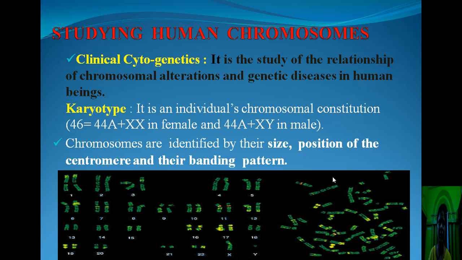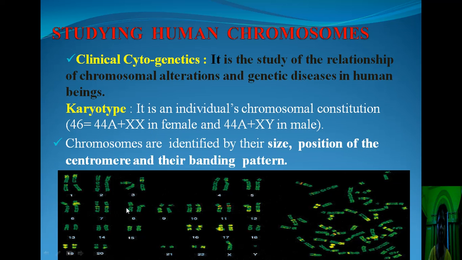In case of males, the chromosomes are 44 autosomes plus X and Y chromosome. These X and Y chromosomes are called sex chromosomes. But in case of female, the karyotype is 44A plus XX. Both the sex chromosomes are similar. They are named as X and X. The chromosomes are identified by their size, position of the centromere and their banding pattern.